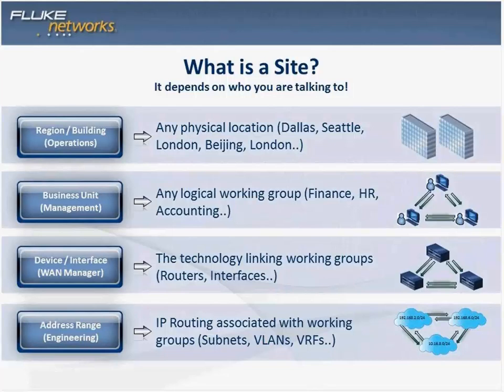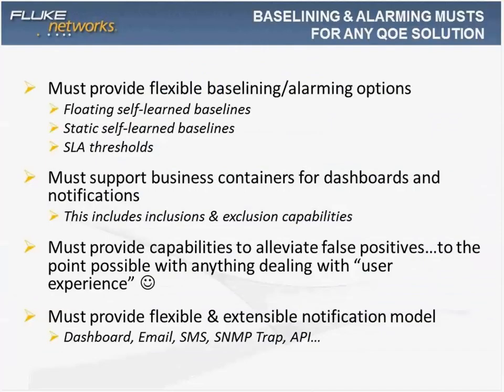If I'm talking to the WAN manager, they think in very discrete terms of the technology linking these working groups together, specifically devices and interfaces. Where if I'm talking to good old-fashioned engineering, they think in terms of IP routing, specifically associated with these working groups, such as subnets and the VLANs and the VRFs that provide all of this interconnectivity. So again, the key takeaway here is depending on who you're talking to will dictate what those infrastructure components mean, and this leads into the baselining and alarming musts for any QoE solution.